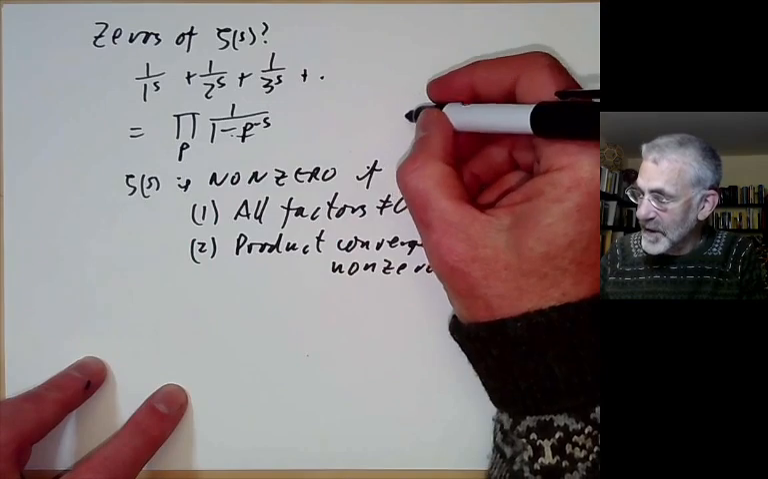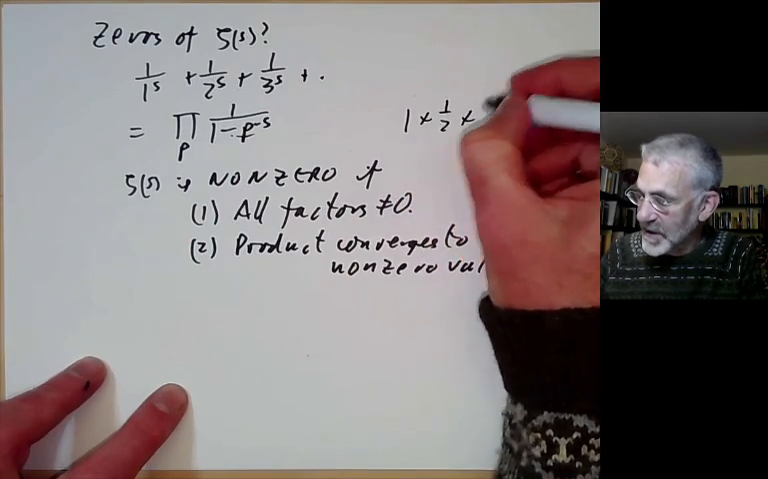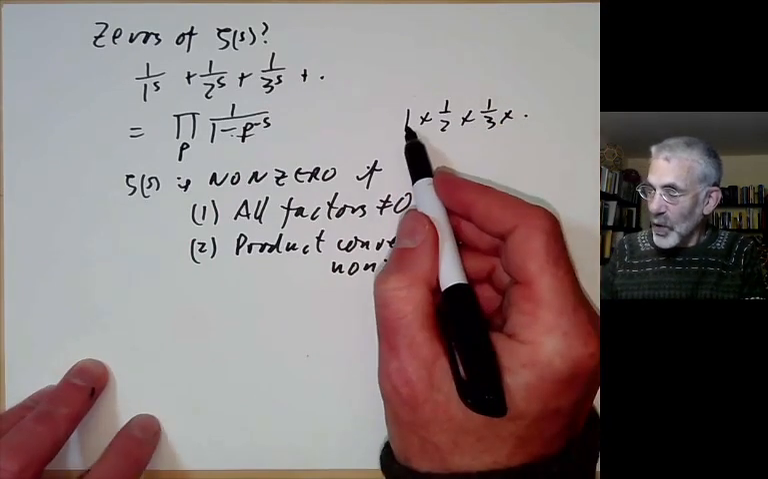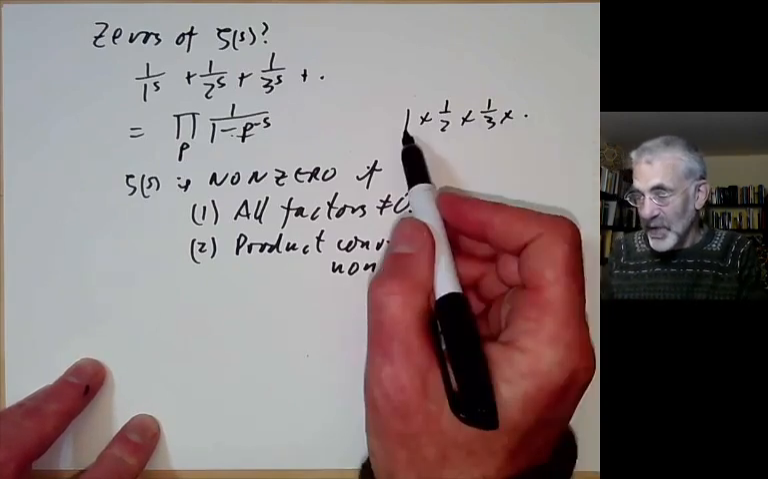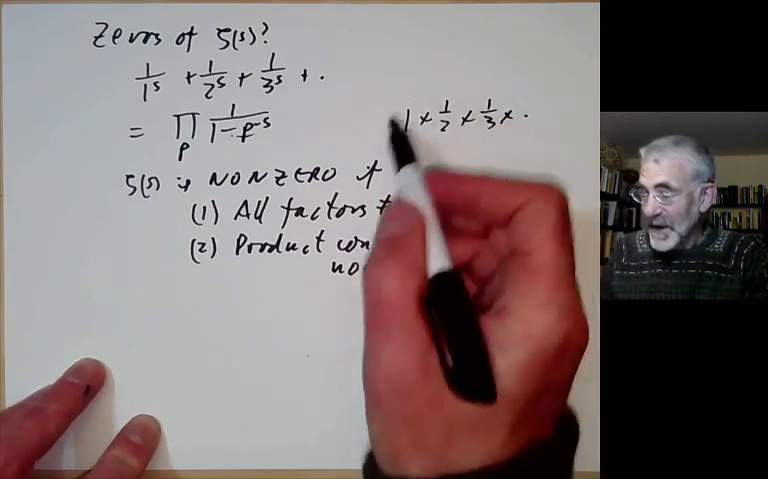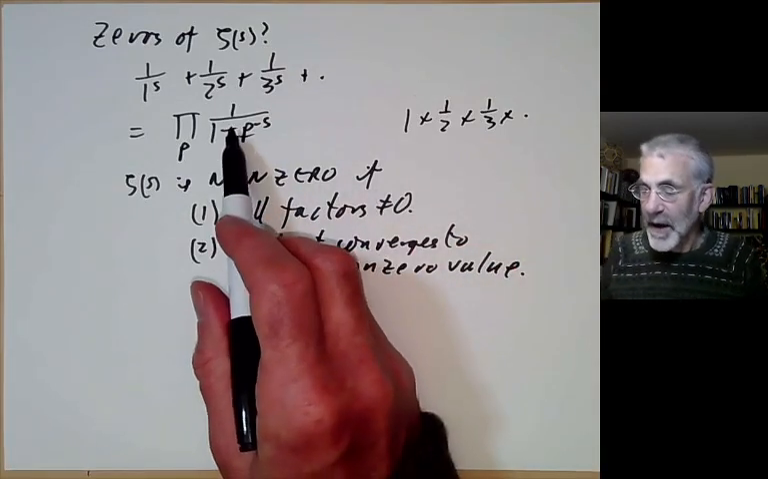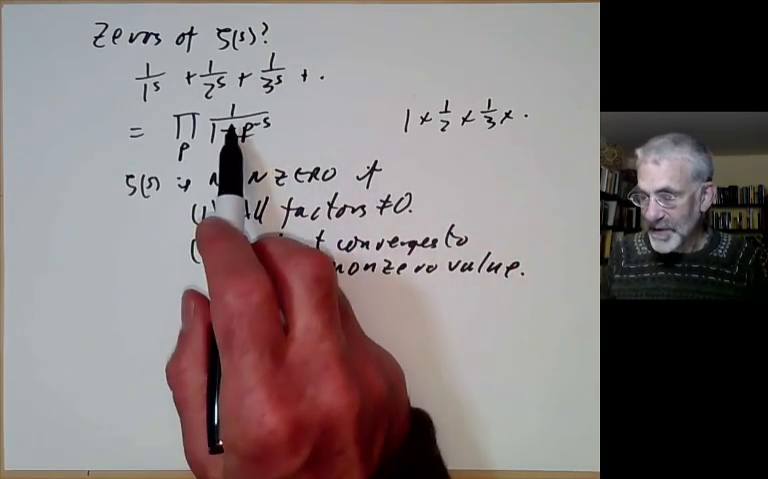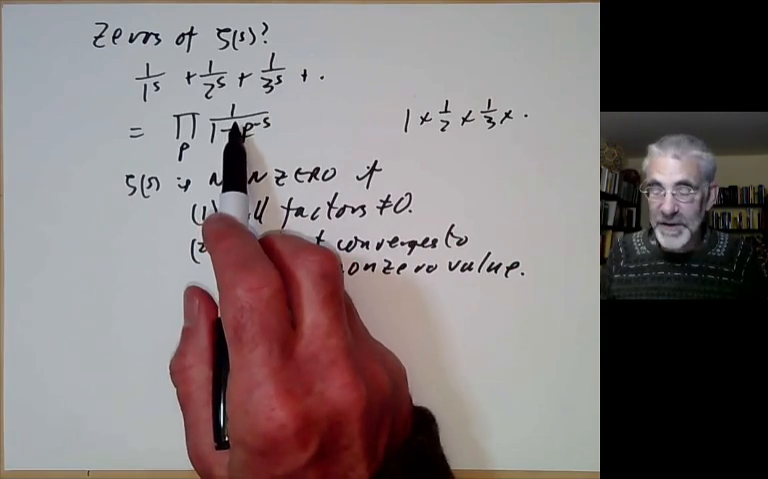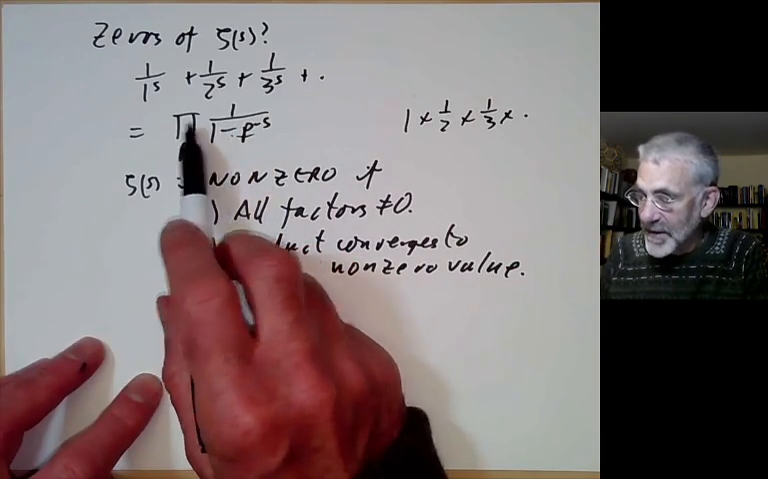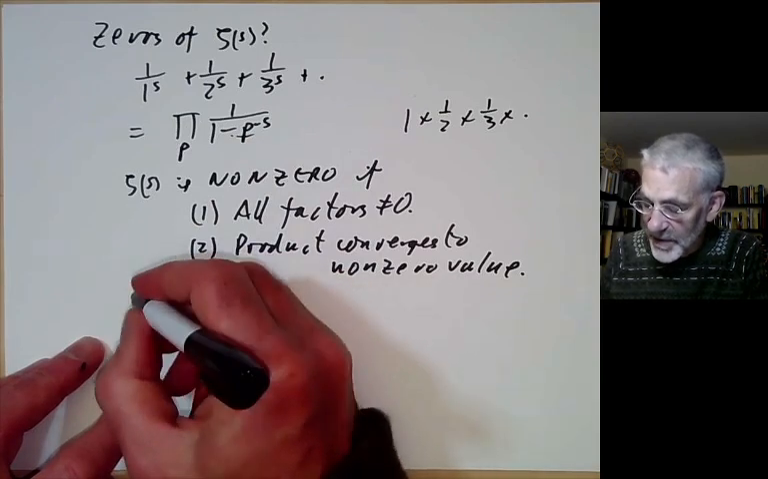you can get a product of things like 1 times a half times a third and so on, and all the terms of this product are non-zero, but if you take the product of all these, you're obviously going to get something zero. So it's not enough to check that the product converges. You've got to check that it converges to something non-zero. And an easy way to do this is to take its logarithm.